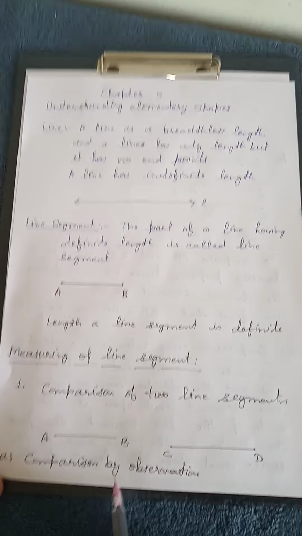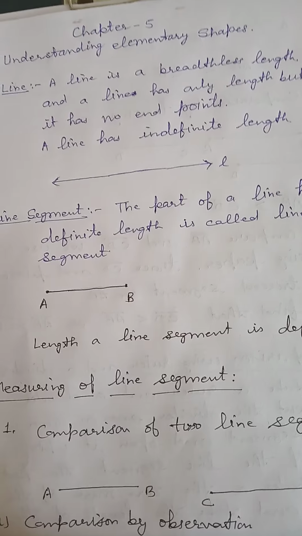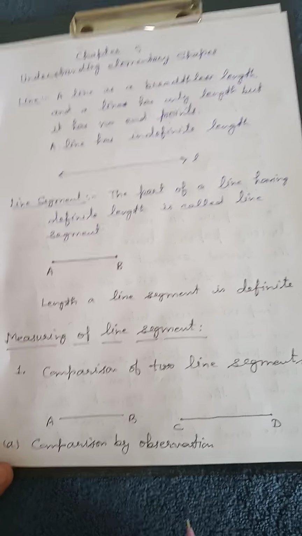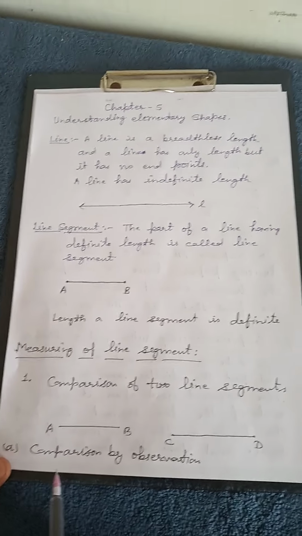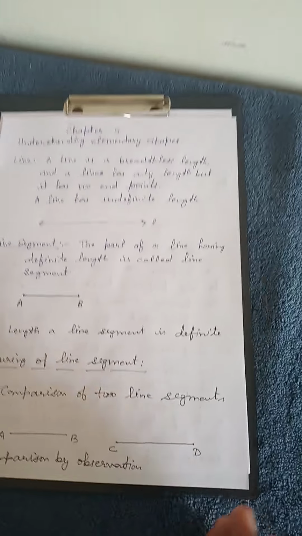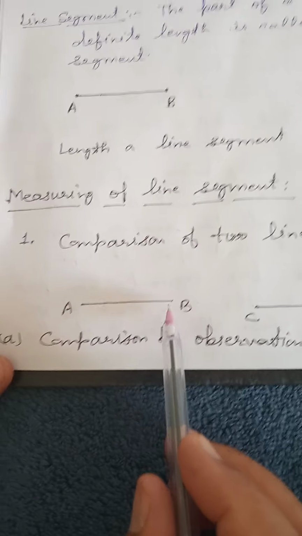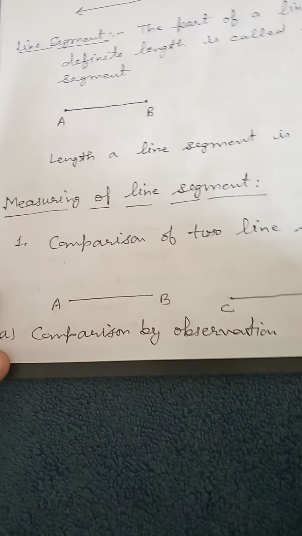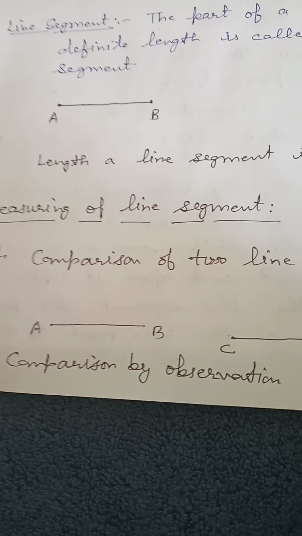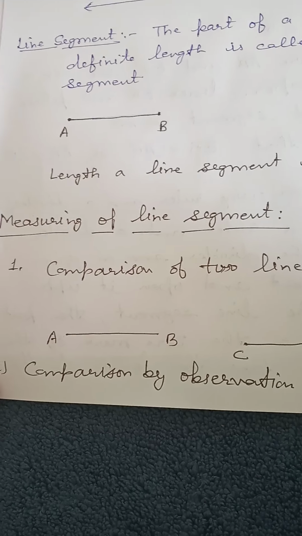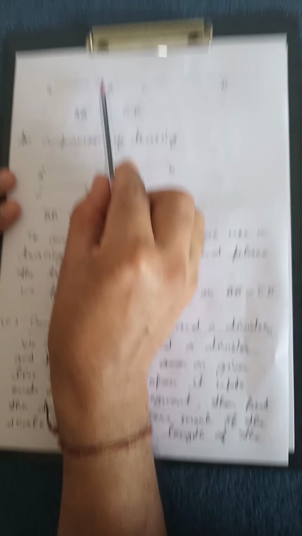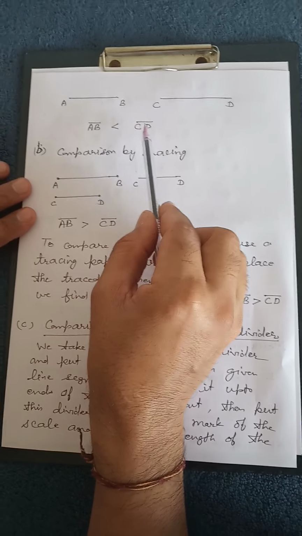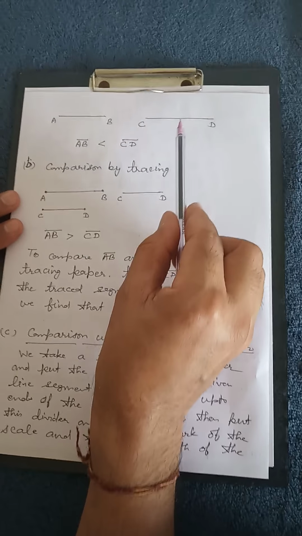Suppose we have two line segments AB and CD. Methods of comparison of lengths of two line segments. The first one is comparison by observation. We can just observe the two line segments AB and CD and can tell which line segment is longer and which one is smaller. Here we clearly see that the line segment AB is less than the line segment CD.